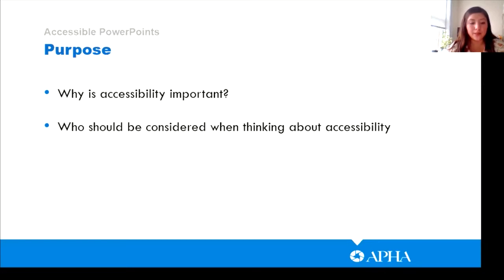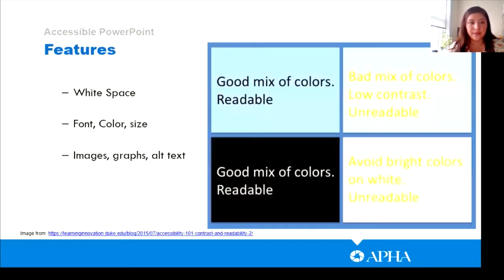People who should be considered for accessibility on accessible PowerPoints include those who are blind, have low vision, or are colorblind. These are some features that should be considered when creating an accessible PowerPoint. Always try to use a larger font size like 20 point or larger, sans serif fonts like Arial or Calibri, and ensuring there is sufficient white space.